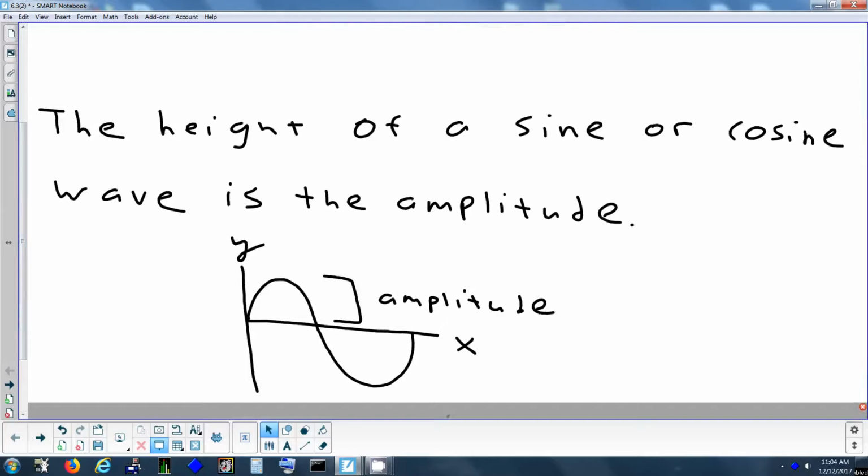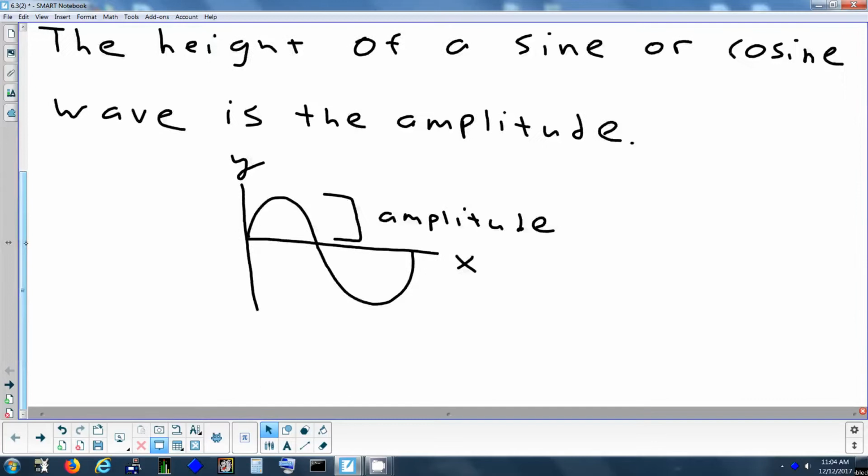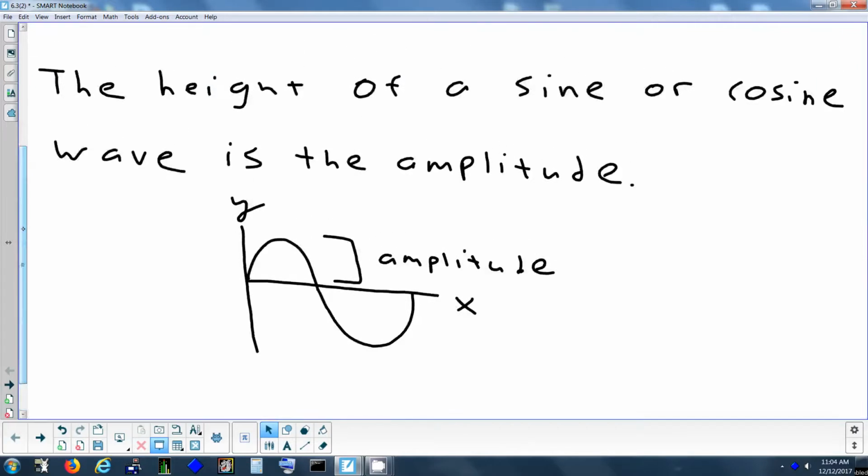Now, since the amplitude is measuring the height, what kind of number do you think it has to be? Positive. Has to be positive. Okay, you would never say this graph has a negative amplitude. That's like saying negative distance. Okay, so any questions on what amplitude measures?